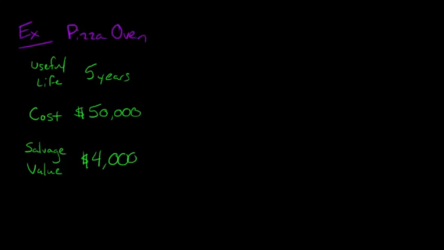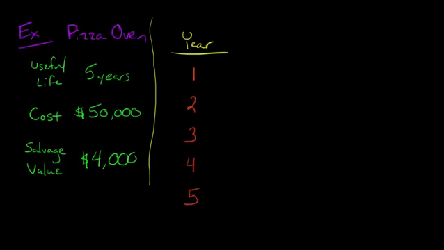I hope I've left enough space here. Let me put a little divider. We're just going to organize it. We'll say year, and then we'll have year 1, 2, 3, 4, and our fifth and final year. Then we're also going to need the beginning book value of the asset, and I'll abbreviate this BEG BV, beginning book value.